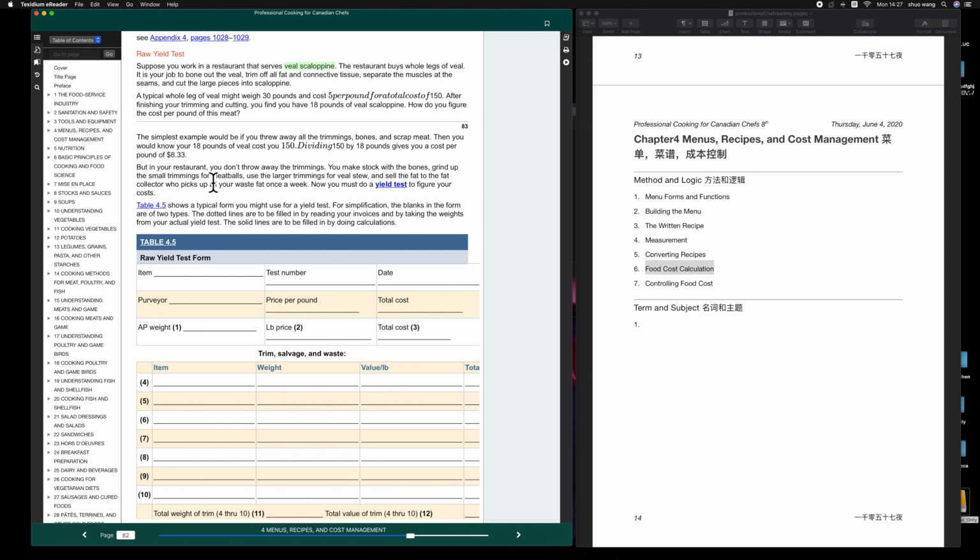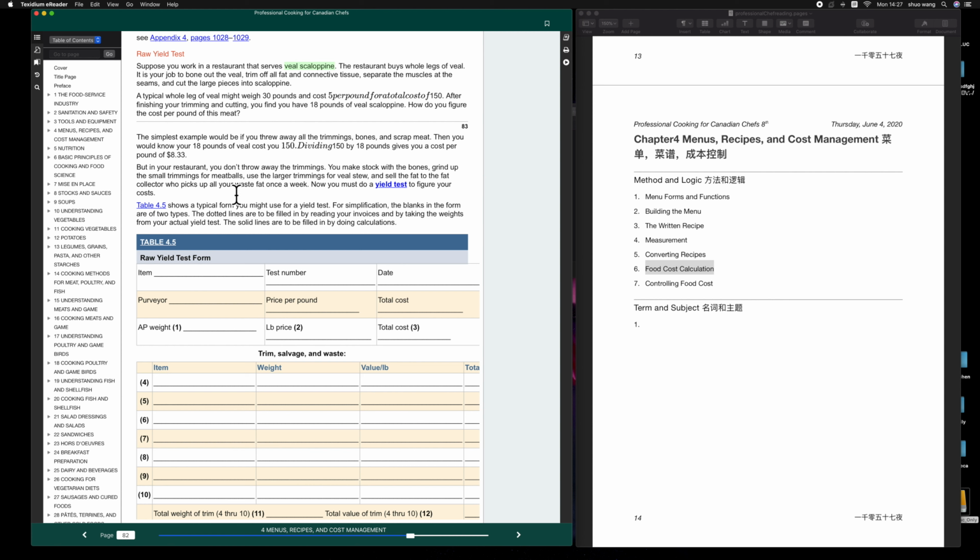But in your restaurant, you don't throw away the trimmings. You make stock with the bones, grind up the small trimmings for meatballs, use the larger trimmings for veal stew, and sell the fat to the fat collector who picks up all your waste fat once a week. Now you must do a yield test to figure your cost. Table 4.5 shows a typical form you might use for a yield test.